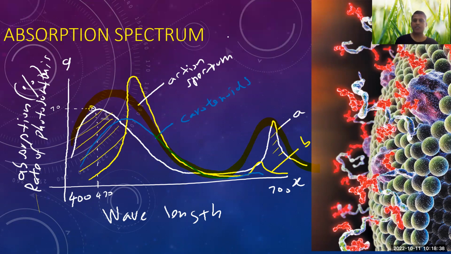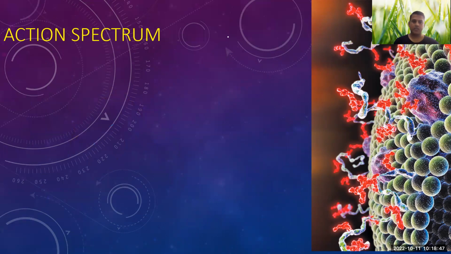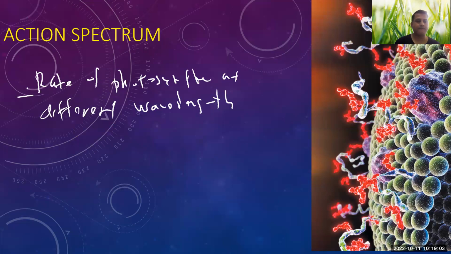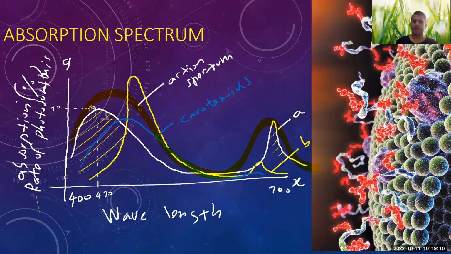So how we define action spectrum? Again, relationship between x and y axis. A rate of photosynthesis at different wavelength. So action spectrum is a rate of photosynthesis at different wavelength. Because you need to remember what is action spectrum. You need to remember what is absorption spectrum.